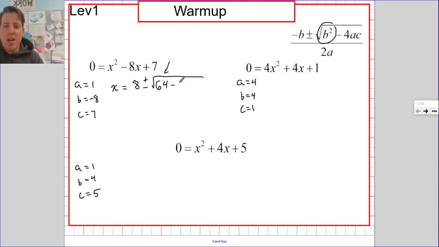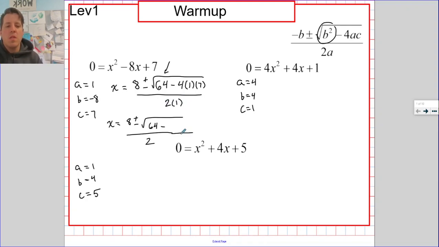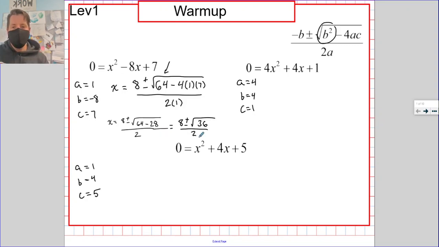So following on, we've got minus 4 times A times C. Those are pretty straightforward. All over 2A. Okay, so the next part to simplify is the minus 4 times 1 times 7. 4 times 1 times 7 is 28, so that is 64 minus 28. Then we're going to simplify that. 64 minus 28 is 36. So I've got the square root of 36 there.